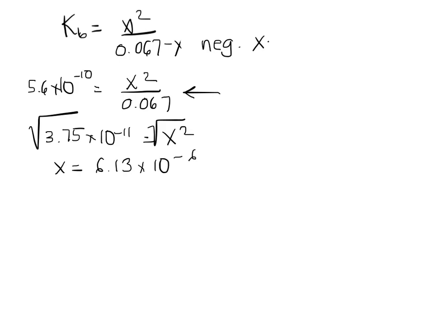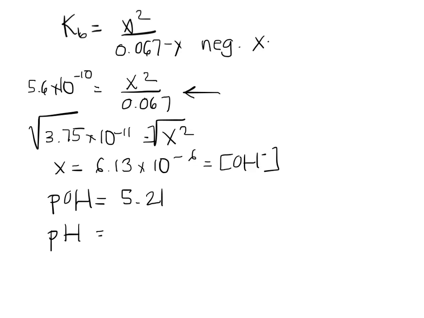And remember, this is your OH concentration, because we're using Kb. So then my pOH is going to equal the negative log, double check that, 5.21. So then my pH equals, and you got it if you put, 8.79.